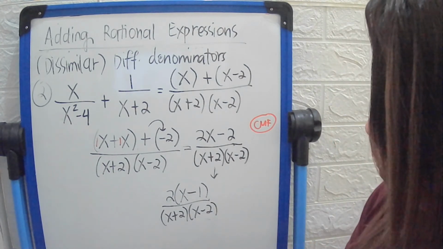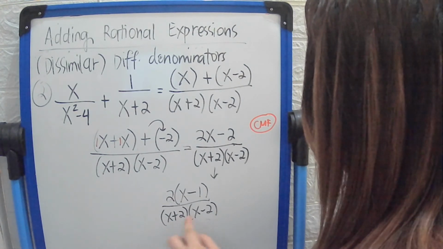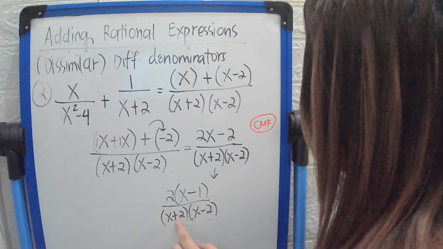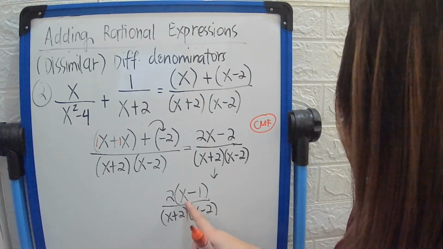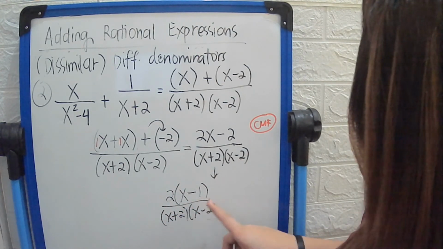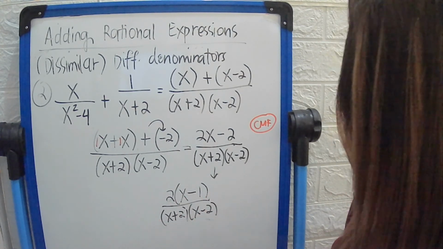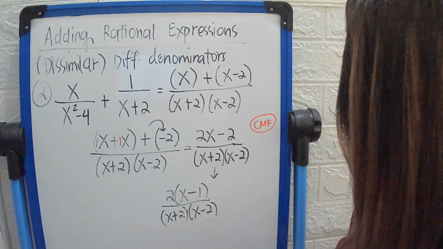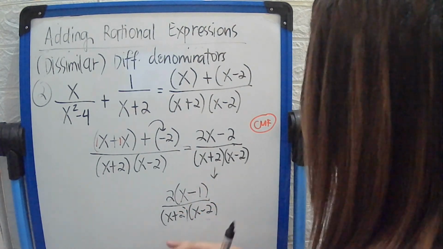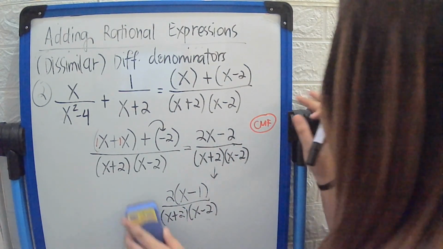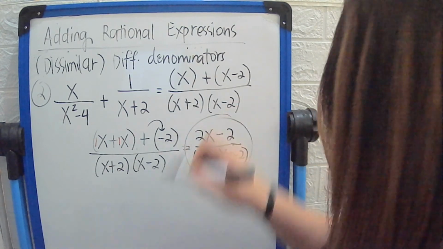So, just check if there are common terms. Your 2 here cannot be eliminated with the 2 here because the 2 is combined with x in addition. So, this is a binomial, this is a monomial, so you cannot cancel out the 2 and 2 here. So, look at the ones in the parentheses. I have here x minus 1, x plus 2, x minus 2. So, there are no common terms in the numerator and in the denominator. So, nothing can be eliminated when you apply the factoring method here. Therefore, your final answer is this one.